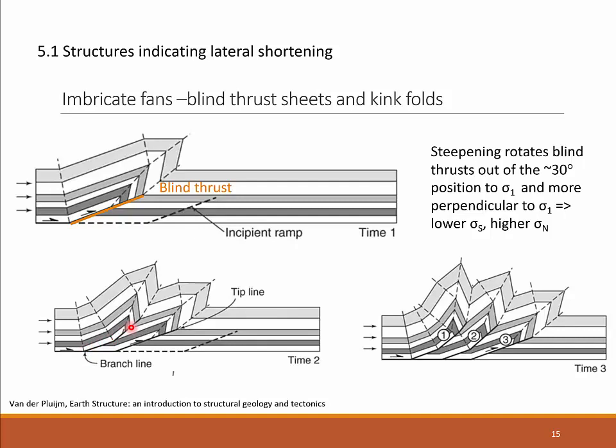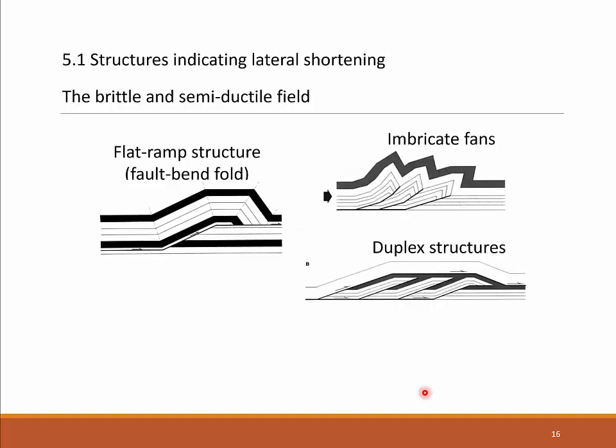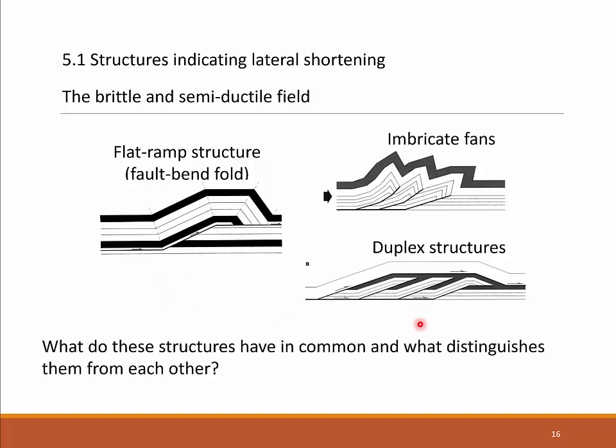where we want to have a high shear stress component and a relatively low normal stress component. So here we have the three structures that we have discussed together: the flat ramp structure, the imbricate fans, and the duplex structures. What do these structures have in common? What distinguishes them from each other? There are a couple of similarities. Of course, they all are typically developed in the brittle ductile transition because all of them have brittle components. The ramps, the blind thrusts that we see here. We see here the lower flat and the upper flat.